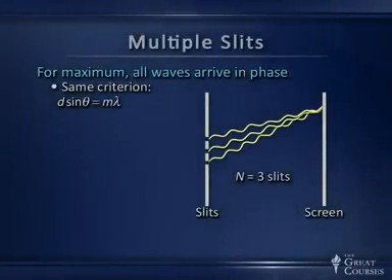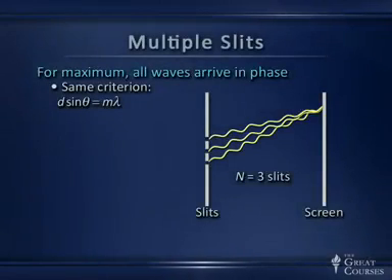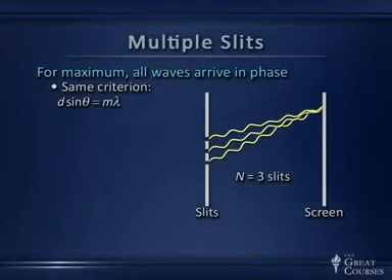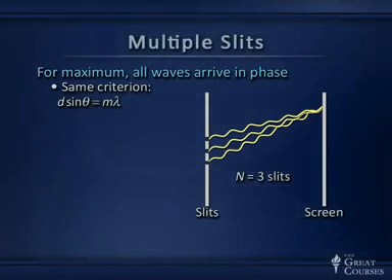Okay, well, let's move on a little bit and look at what happens if we have more than 2 slits, which we can also do. So what happens if we have more than 2 slits? Well, let's consider a case where we might have 3 slits. Here are 3 slits. If you want a true maximum, all those waves have to arrive in phase at that point on the screen. And so we have the same criterion, that d sine theta, the path length difference, has to be m lambda for all of them. So d is the separation between individual slits. It's got to be true for all the slits.